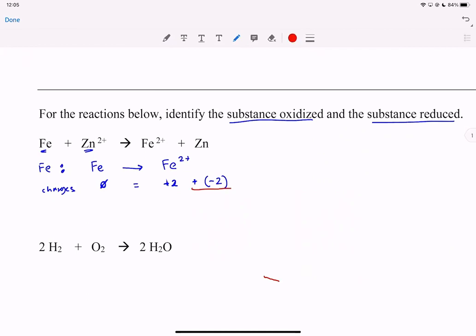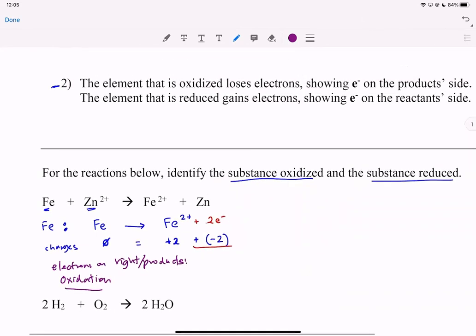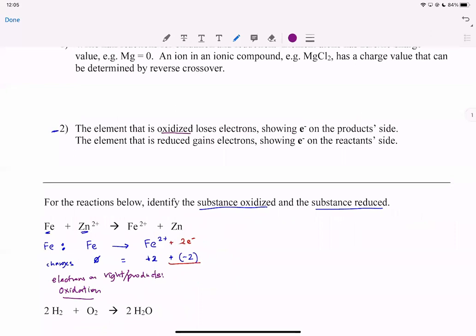And when you do that, what that means is you are adding 2 electrons that each have a -1 charge to that side. Okay. And so what that means is that when you have electrons on the, oops, I want that in red. When you have electrons on the product side, so on the right side, that's the product side, that's electrons that are lost, and that's the oxidation half reaction. Okay, so that's what this says up here. When the element that's oxidized loses electrons, the electrons are on the product side.